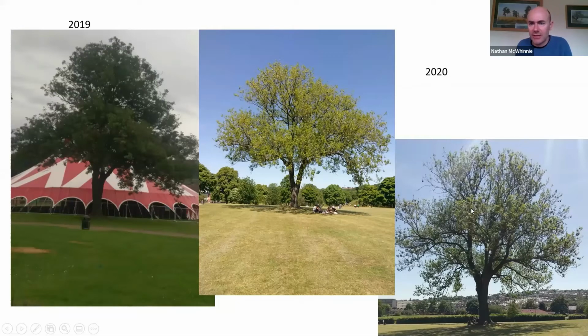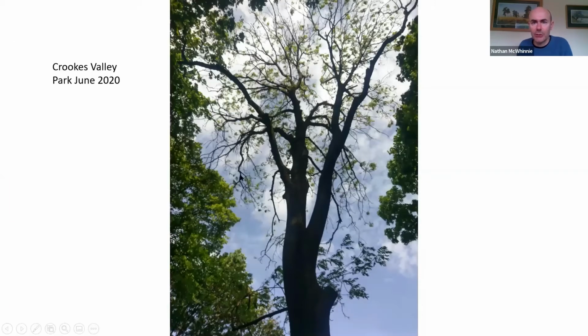But you can see the same tree on the right. Again, on the extreme right there, it's got the sun behind it, so it does look a bit worse. But the decline was quite significant. I'd say that there was probably a 20% decline in the crown, 2019 to 2020. And I know that when we had a talk from the Devonshire officer, he was saying typically they were seeing 10 to 15% decline year on year. So this was quite significant. Again, this is another one in Crookes Valley Park.